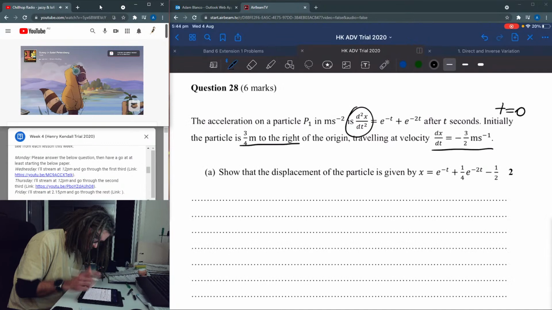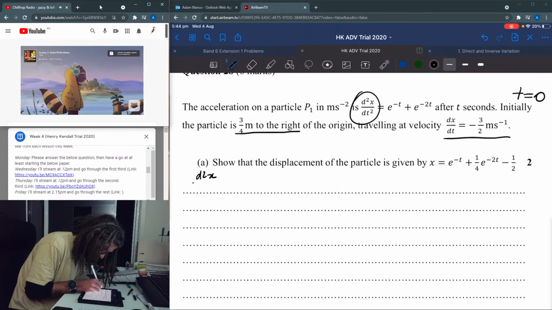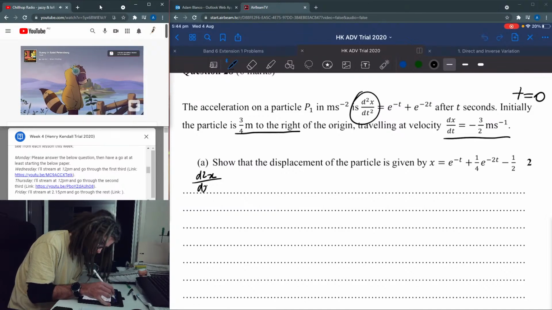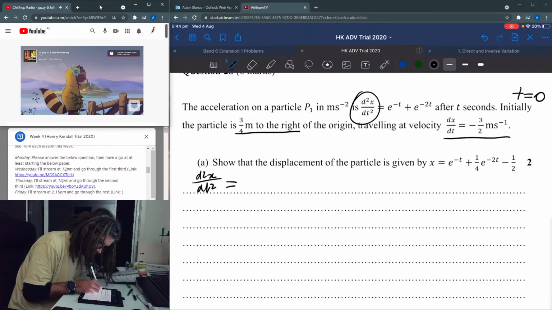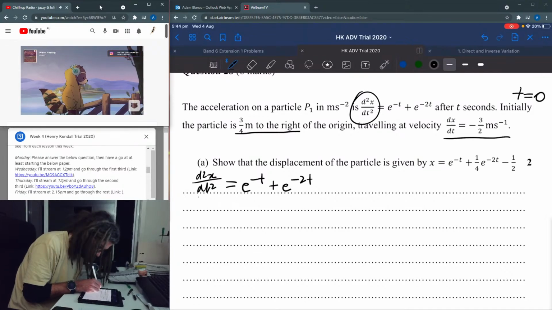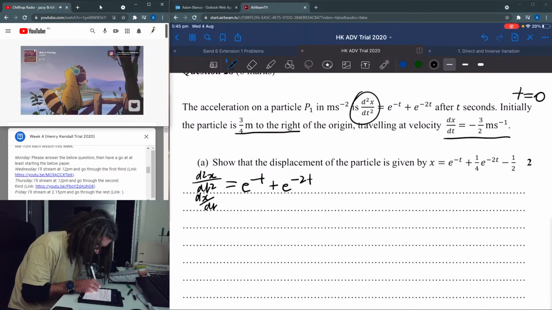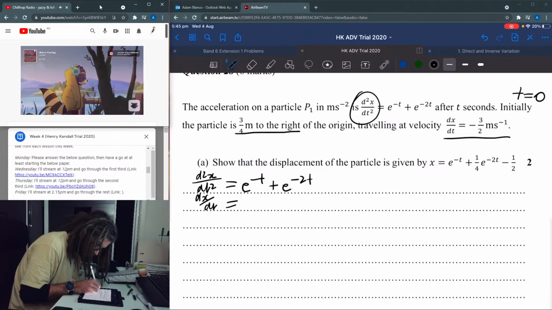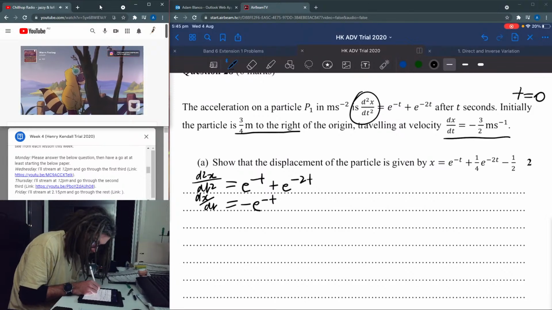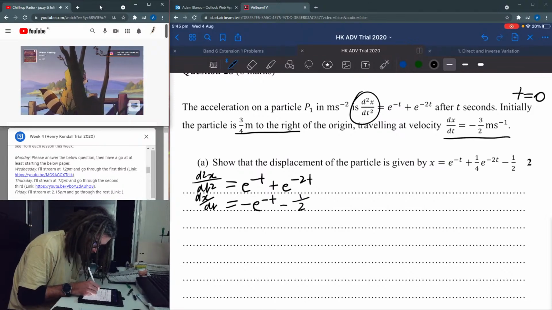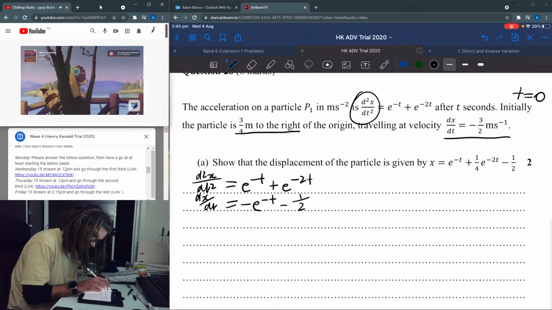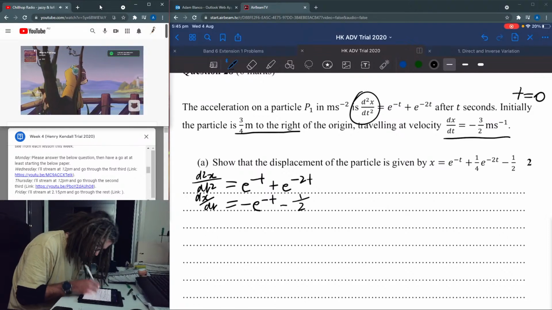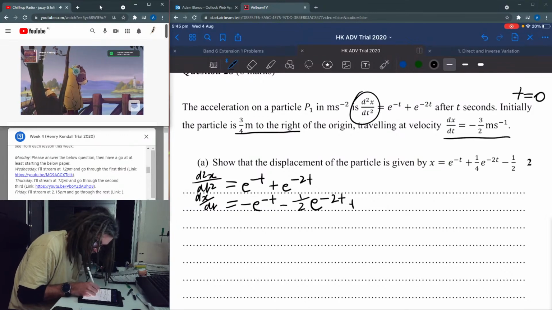So d2x on dt squared is e to the minus t plus e to the minus 2t. Now the first derivative, dx dt, is the integral of that, which is going to be minus e to the minus t, minus a half. So divide by the derivative of the top. The derivative of the top is -2. Minus e to the minus 2t plus c.